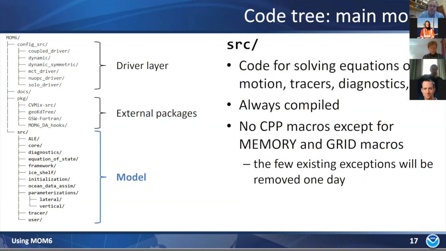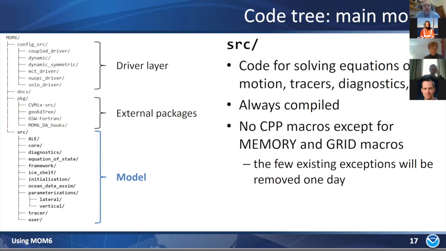And then one of the most important directories, of course, is the src directory, which has the code that we actually integrate forward in MOM6. So this is the code that solves the equations of motion. It has all the code that does the diagnostics. Every file in this directory is compiled. There are some rules, there's some code styles to pay attention to. We don't use CPP macros except for memory and grid macros.